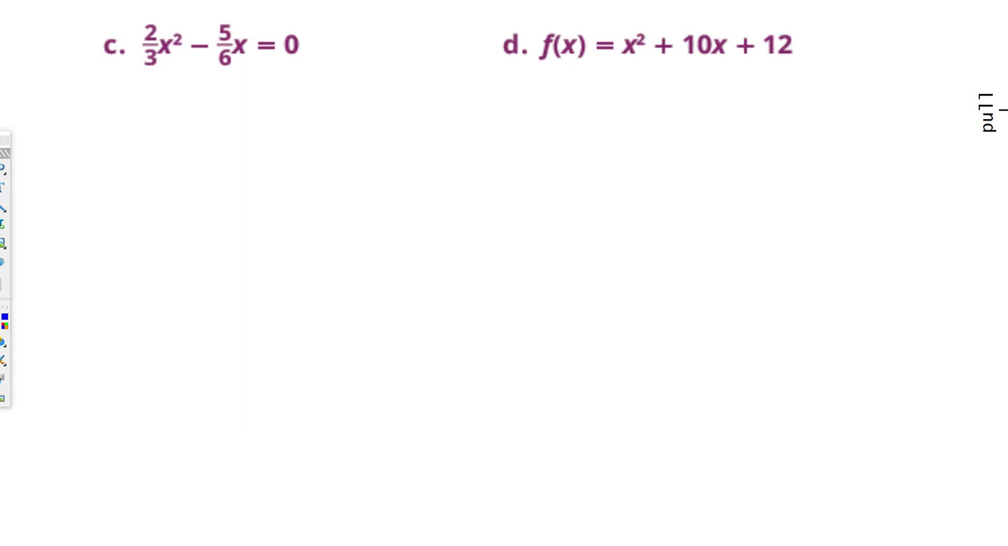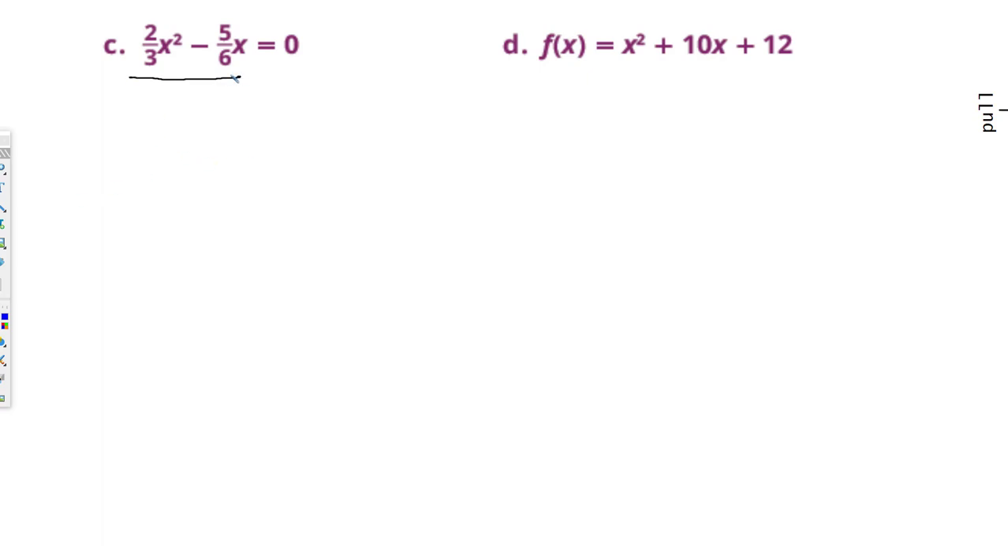So what is different on C? There's fractions. What else is different? What does it not have? It doesn't have a plus c. It's only ax squared plus bx, but it doesn't have that plus c. And so when we're doing this one, we need to make sure that we are considering the fact that it doesn't have that plus c. So do I need to use the box? No.